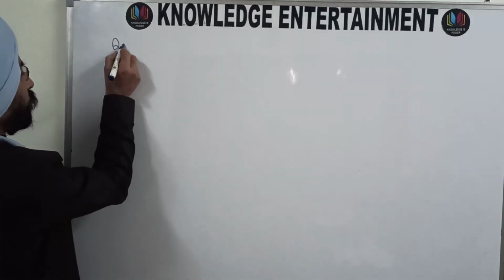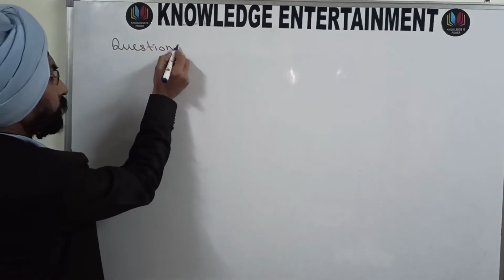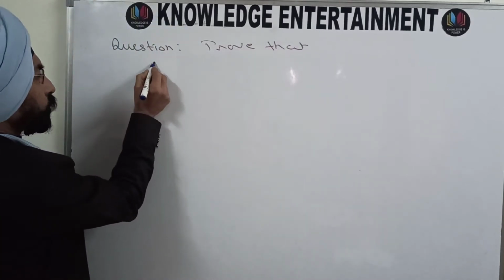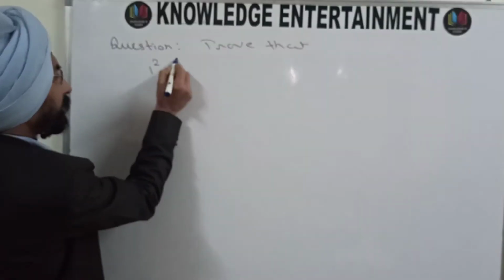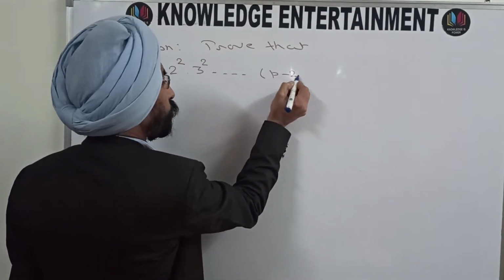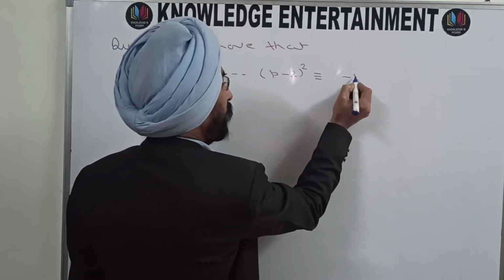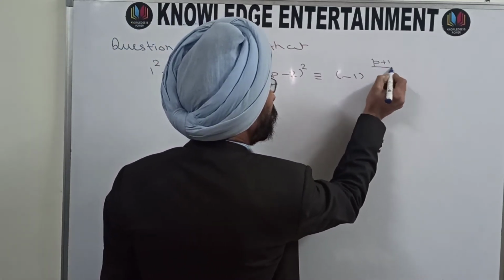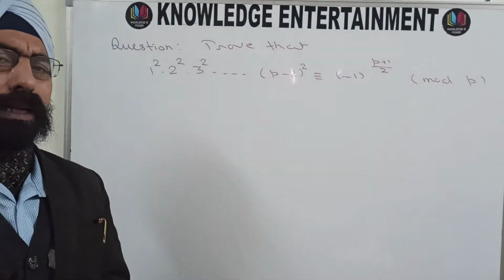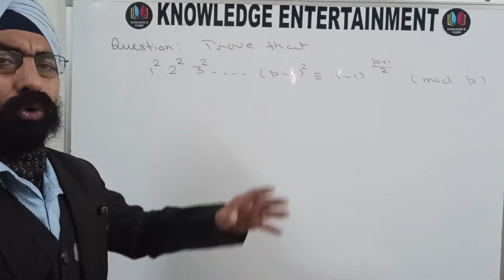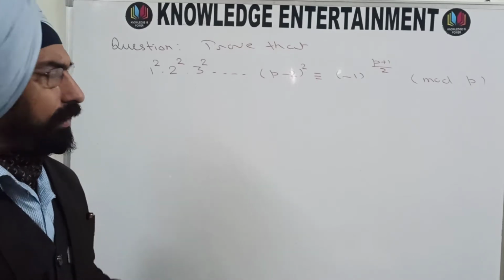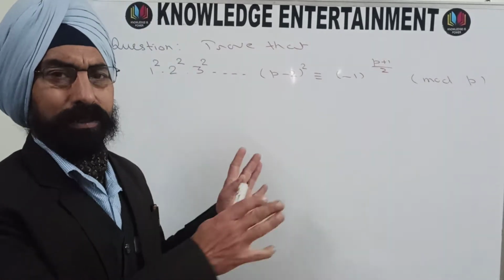Another question I am going to take in this video: prove that 1 square into 2 square into 3 square and so on up to (P minus 2) square is congruent to minus 1 raised to the power (P plus 1) by 2 modulo P, where P is obviously prime, because in number theory normally we denote prime numbers by P and other numbers by A, B, C or M, Q, X, Y, Z, but P particularly we keep safe for prime numbers.